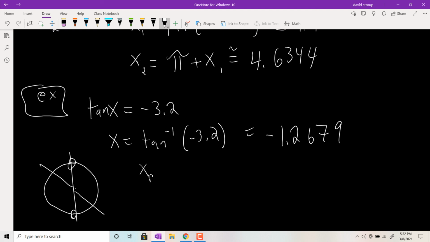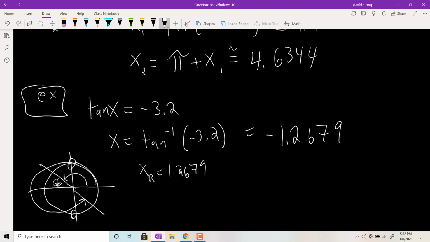So the reference angle is just 1.2679. So if your angle down here was like negative pi over 3, the reference angle would be pi over 3. If the angle down here was negative pi over 6, the reference angle will be positive pi over 6. Okay, so you get the reference angle, and then you want this angle going around to here, and then you also want this angle going around to here.